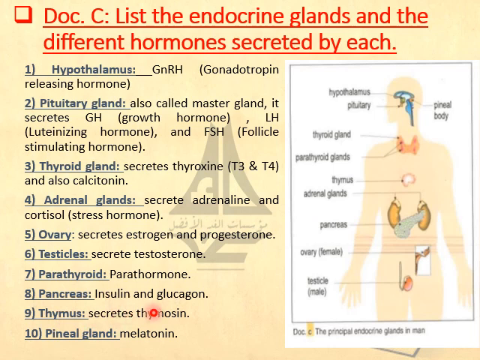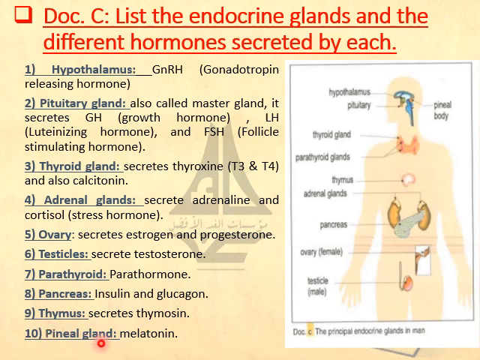The thymus secretes thymosin. Thymosin is a hormone that stimulates the production of T cells. You know the T cells from grade 8, they are very important in immunity. So thymosin is a hormone that stimulates the production of mature T cells, which play an important role in immunity.